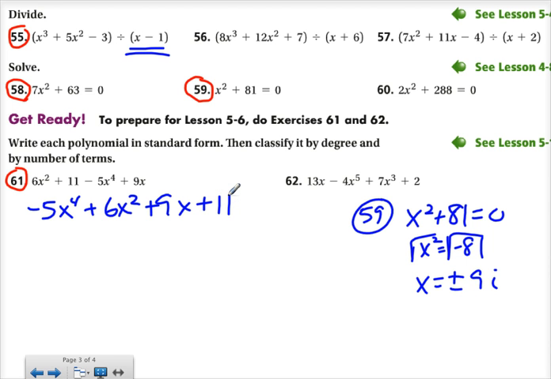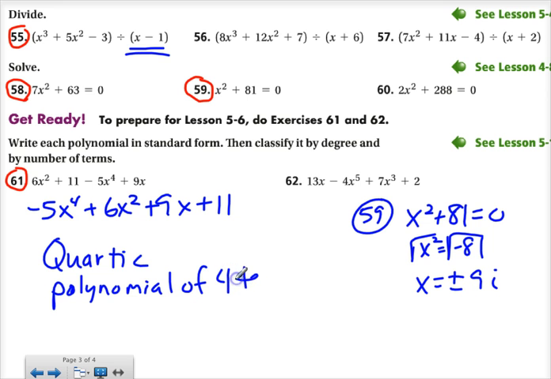So now that polynomial is in standard form. I want to classify it by degree, and degree is the highest power amongst all the variables, and it's a 4. So that's going to make this a quartic, because fourth degree polynomials are quartics. And then by the number of terms, well, we have 4 terms here, so this would be called a polynomial of 4 terms. And that should take care of day 1.